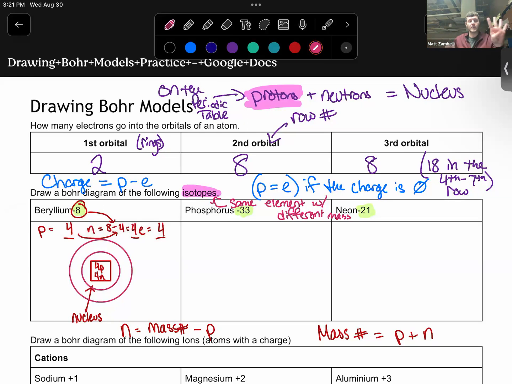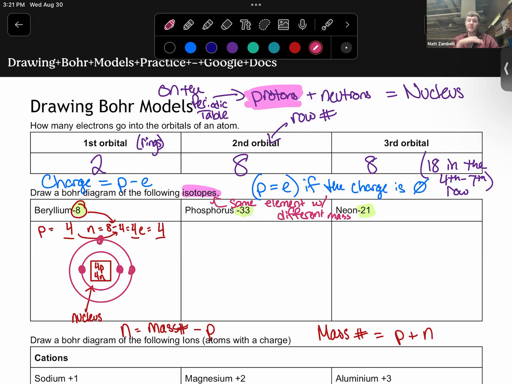And so I need 4 electrons. Our first orbital, we wrote down, can have a maximum of 2 electrons. So we're going to put 1, 2. And then our second orbital can have 2 more. So I'm going to go 1 on top and 1 on the side.